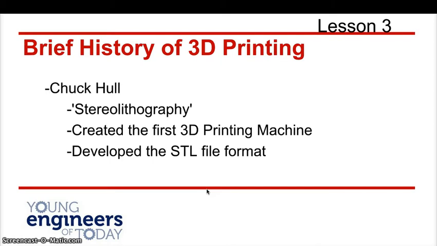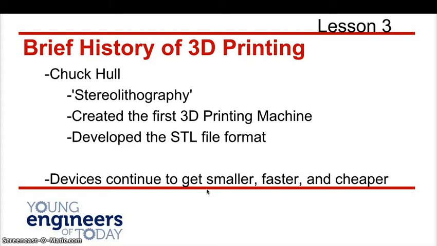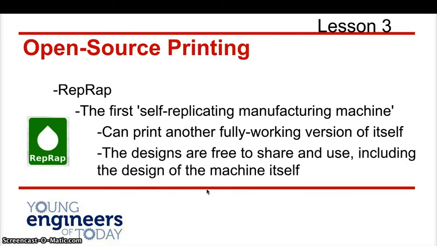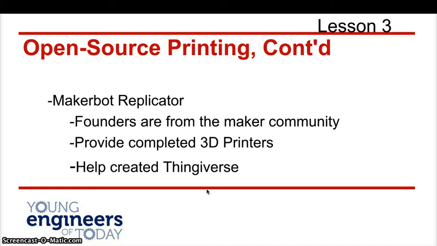Now, brief history. Chuck Hall created the first 3D printing machine, developed the STL file format that we still use today. Devices continue to get smaller and faster and cheaper. A few examples. We have the RepRap, first self-replicating manufacturing machine, can print another full working version of itself. Designs are free and shared and used, including the design of the machine itself. It's an open source platform. MakerBot Replicator, founders are from the Maker community, provided completely 3D printers, helped create Thingiverse. They started in Brooklyn, New York.